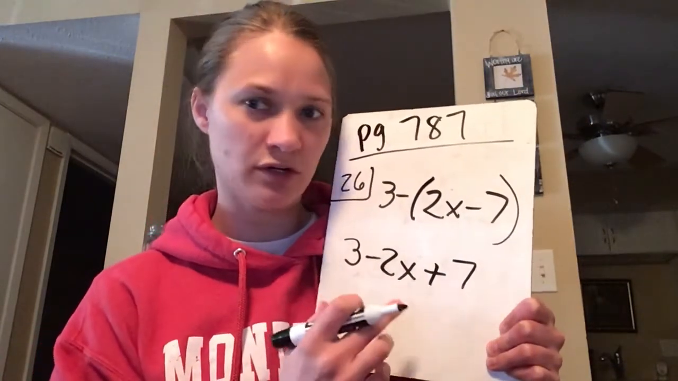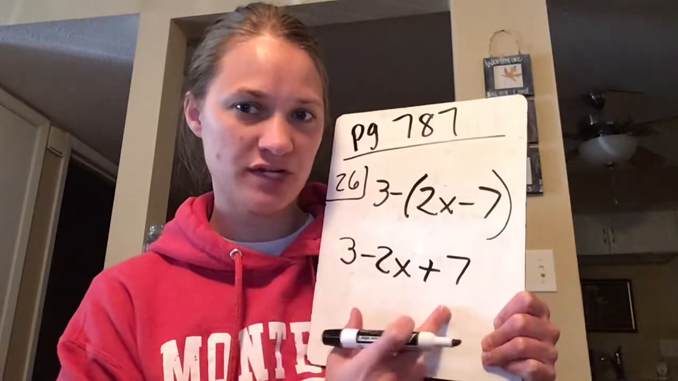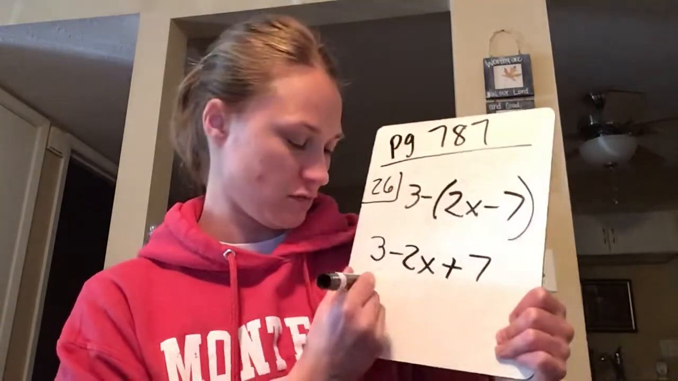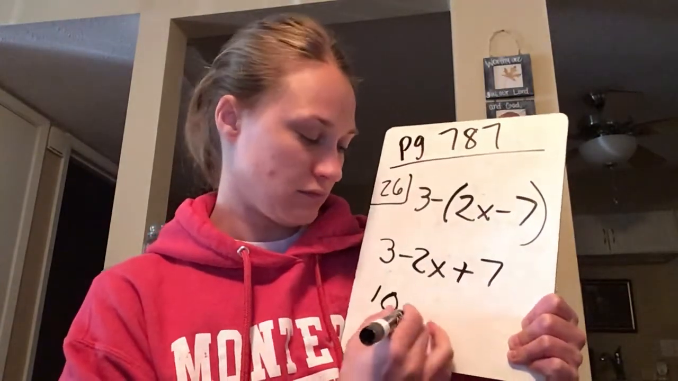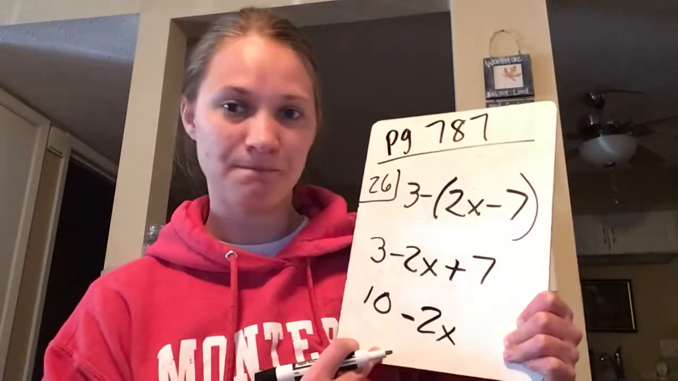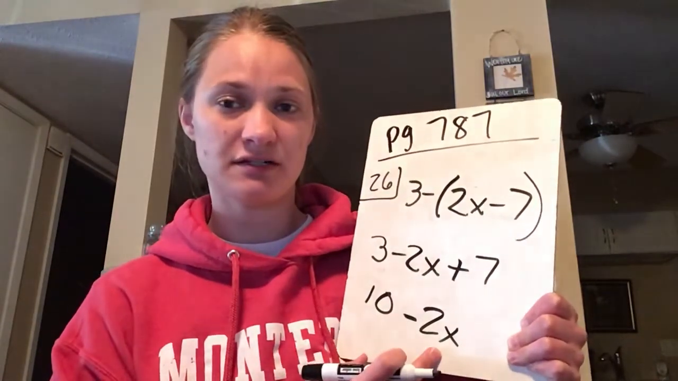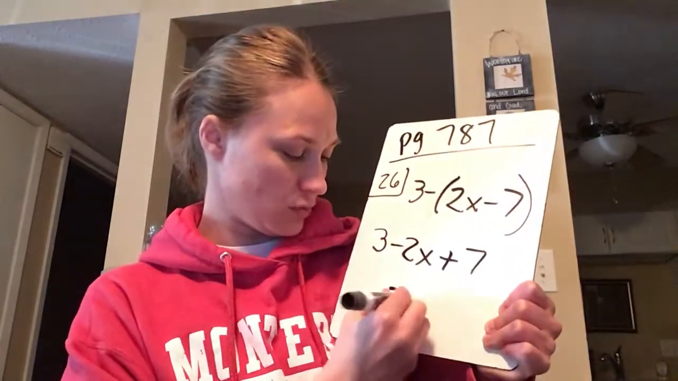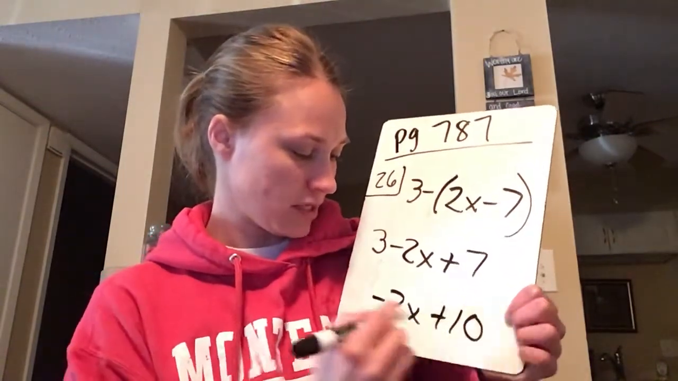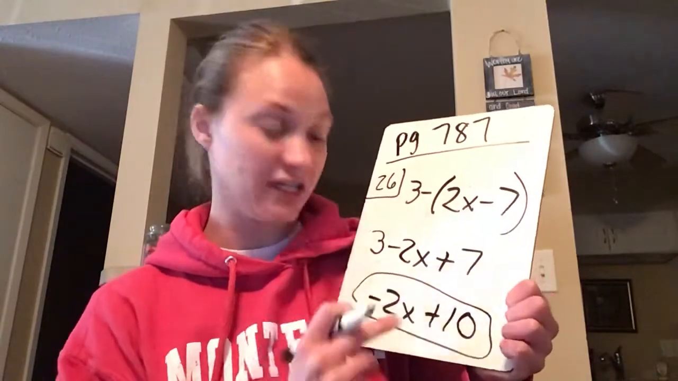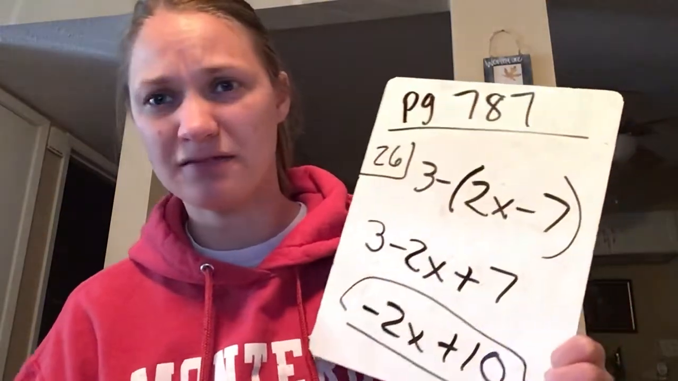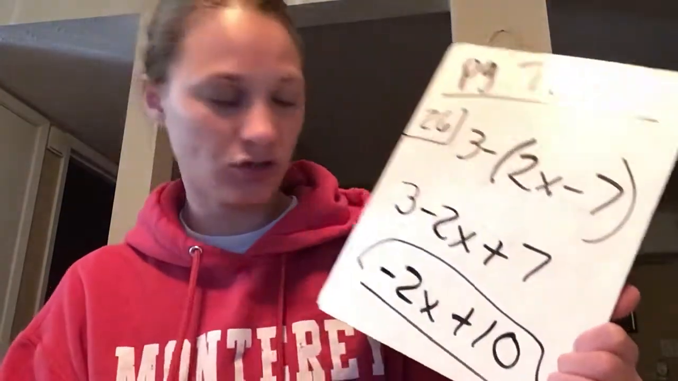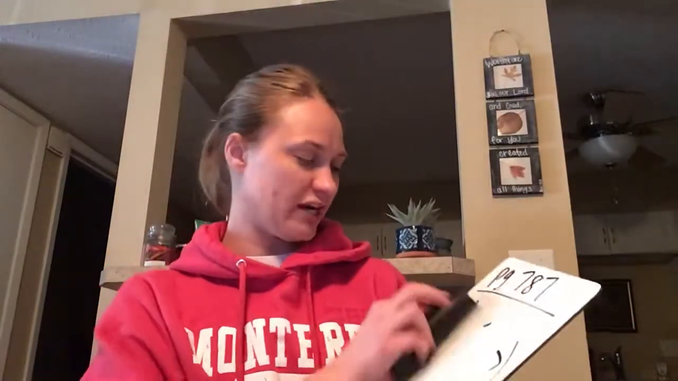And so this is where we're going to have a little bit of an issue, but the 3 and the 7 are both positive. They combine to 10 minus 2x. That's the correct answer. You could also have negative 2x plus 10. Either way, the 2x is negative and the 10 is positive. So that's number 26. That's the correct answer. Or you could write it the first way I had it.